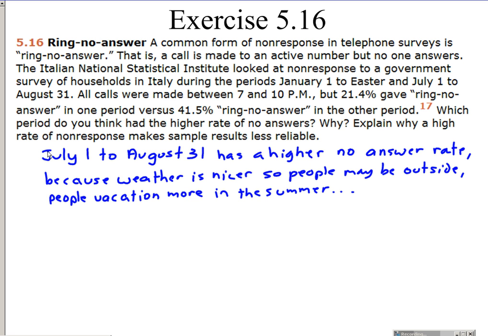Why would a high rate of non-response make sample results less reliable? Well, the reason is the people who do not answer are left out of the survey.